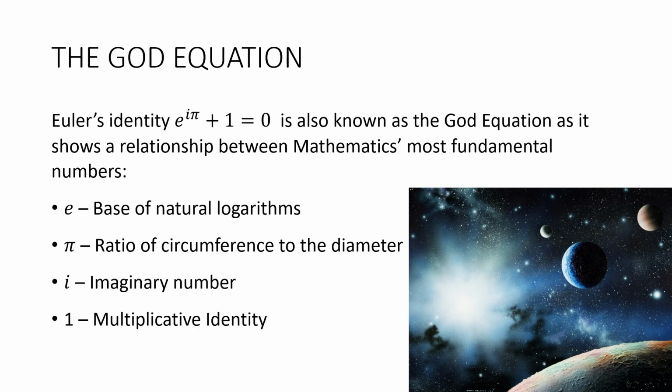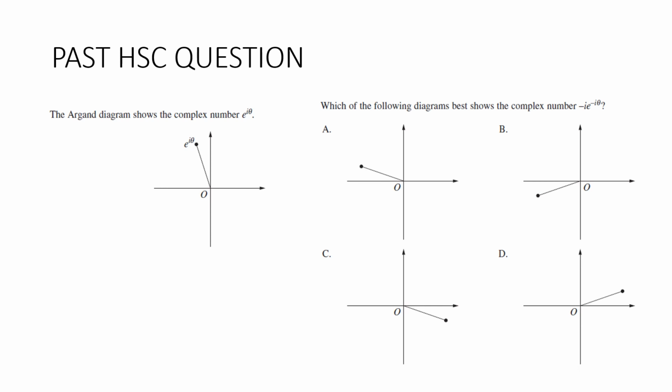1 is called the multiplicative identity, because when we multiply by 1 we don't change anything. And 0 is called the additive identity for the same reason. When we add 0 to anything, we don't change the original number. Now let's finish off with a past HSC question. The Argand diagram shows the complex number e^(iθ). Which of the following diagrams best shows the complex number negative i e^(-iθ)?